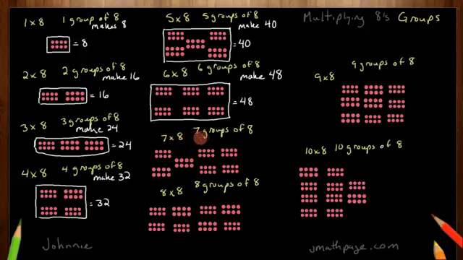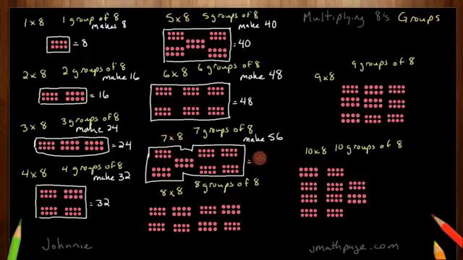7 times 8, or 7 groups of 8, 8, 16, 24, 32, 40, 48, and 8 more give us 56. So that tells us that altogether, 7 groups of 8 make 56. So 7 times 8 equals 56.